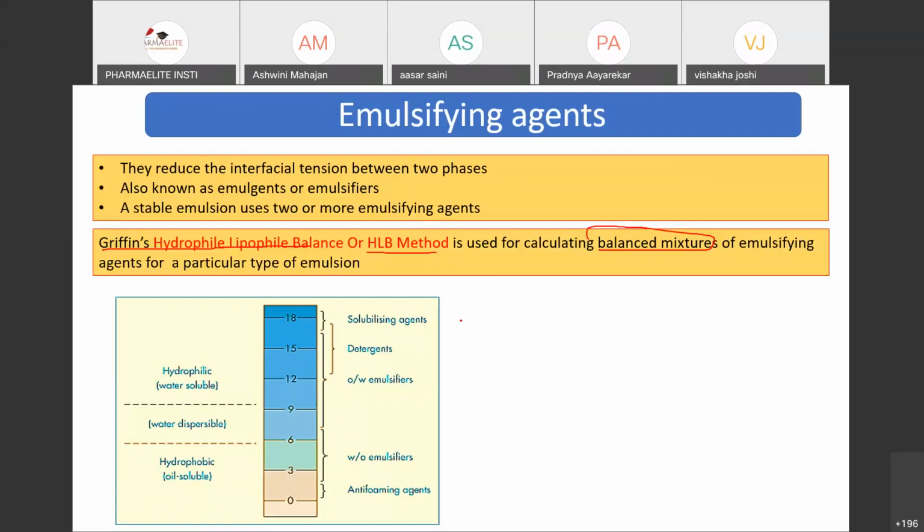Let's get going. When it comes to your HLB scale, basically it is divided into two main parts. One is your oil in water emulsion part. Another is your water in oil emulsion part. So what will be the levels for these two different emulsions? Only that part of it is something which we need to know.